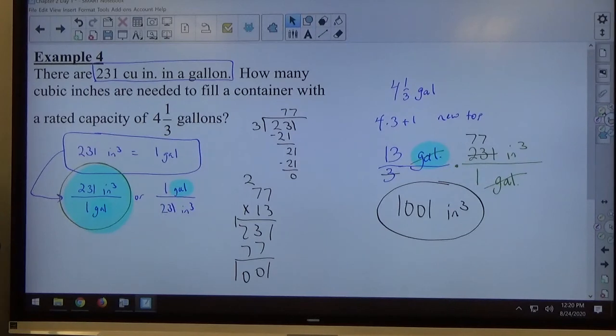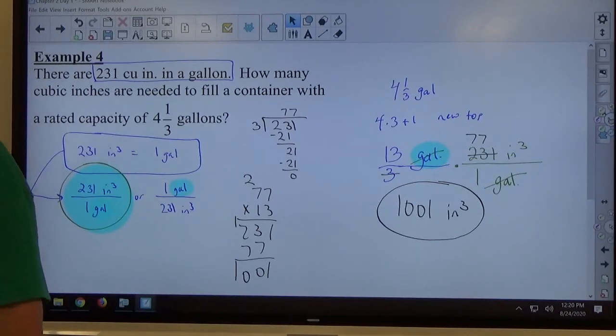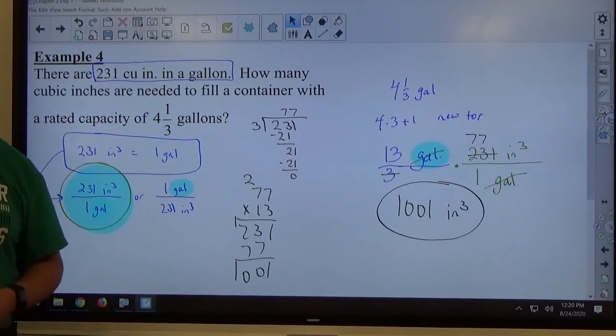And again, anytime multiplication is involved, as a general rule, I would make my mixed numbers become improper fractions. They're easier to work with. All right? Mixed numbers have extra steps and things you have to consider. So improper fractions are your friend when you're multiplying or dividing fractions.